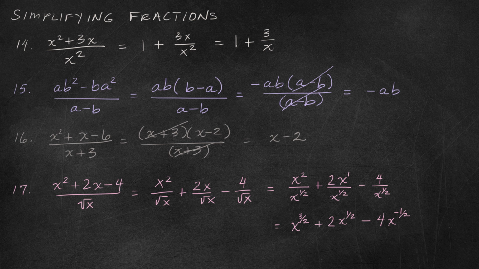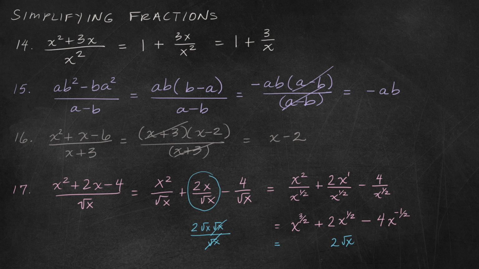Now I didn't have to convert to fractional exponents. I could also have just simplified this in this middle term, for example. When I see x divided by root x, I'm thinking of x as the square root of x times the square root of x, and I'm dividing that by the square root of x. So one of those roots just cancels out, leaving me with 2 root x. So I could have written that in radical form as 2 root x.